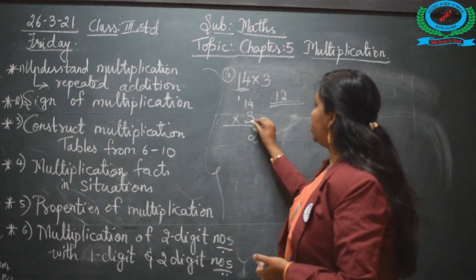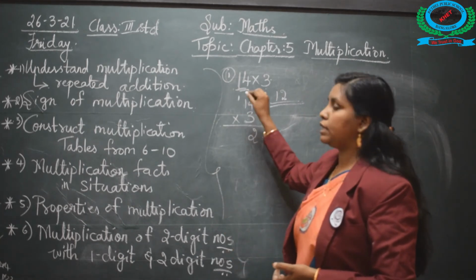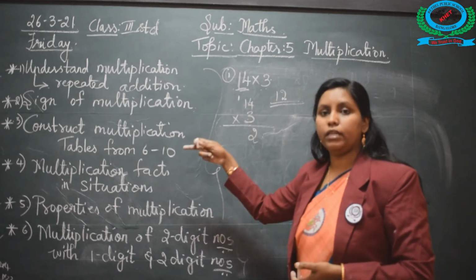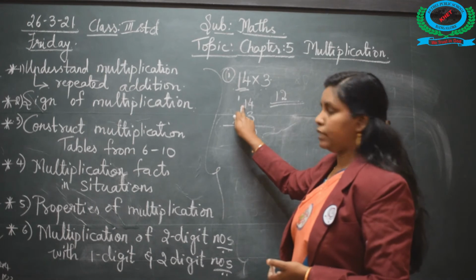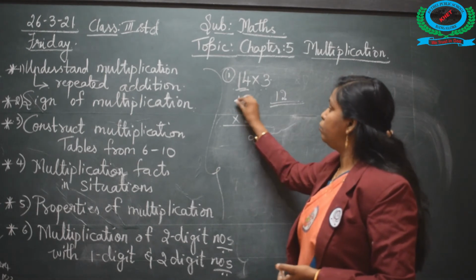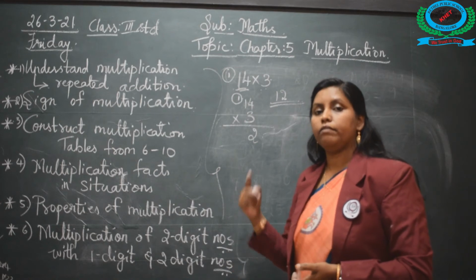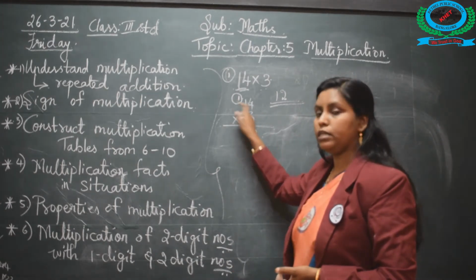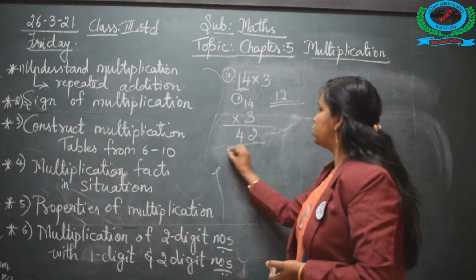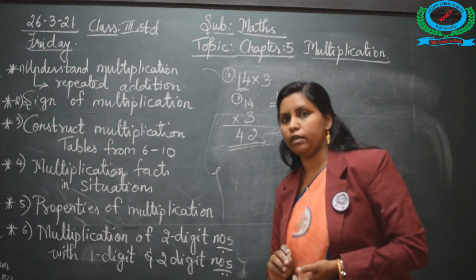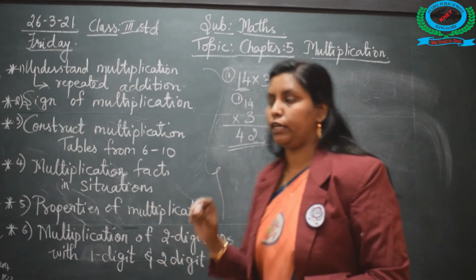Then what you will do, 3 1s are 3. So go to the tens place number and multiply with the tens place. 3 1s are 3. And what you will do with this 1, just add with that. 3 1s are 3 plus 1 is 4. So your answer is 42. Okay children, your answer is 42.